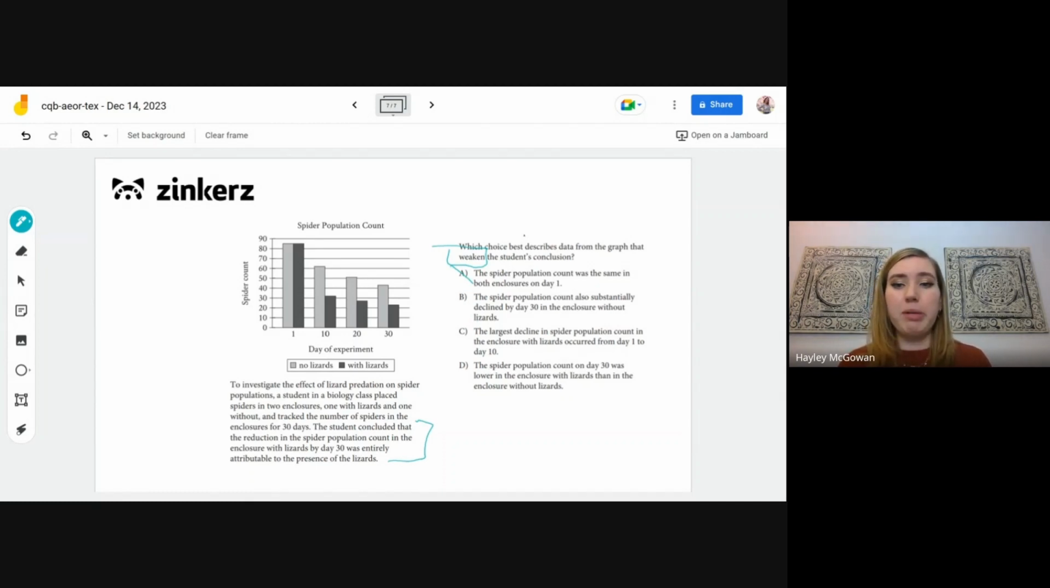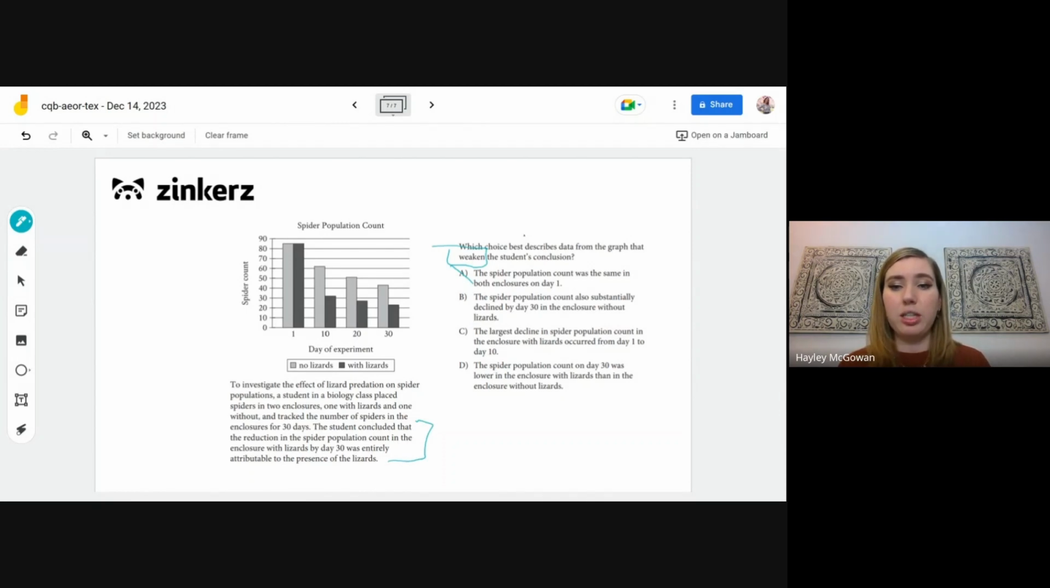Then we have B, the spider population count also substantially declined by day 30 in the enclosure without lizards. This seems like an option, right? If we're saying that the spider population was only due to the lizards being there, that was what caused the reduction, then if there was something else going on, that would have to be the reason why there were also less spiders in the enclosure without the lizards. So we'll leave that one.